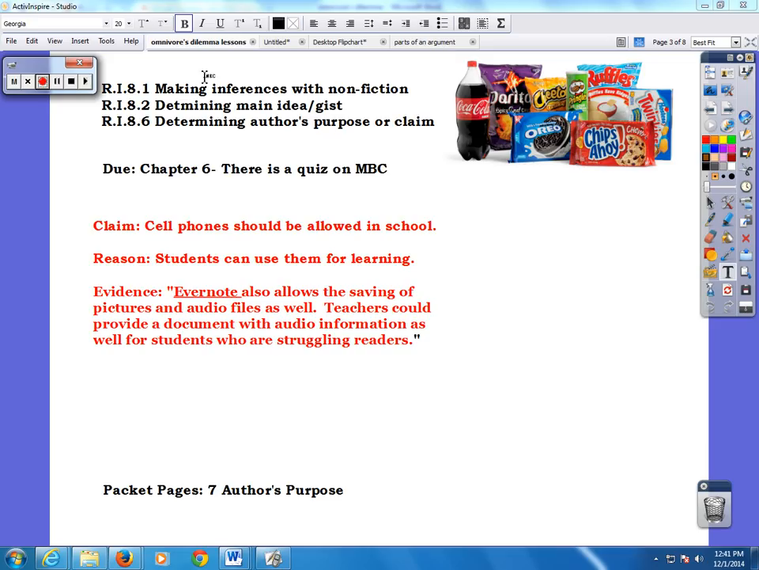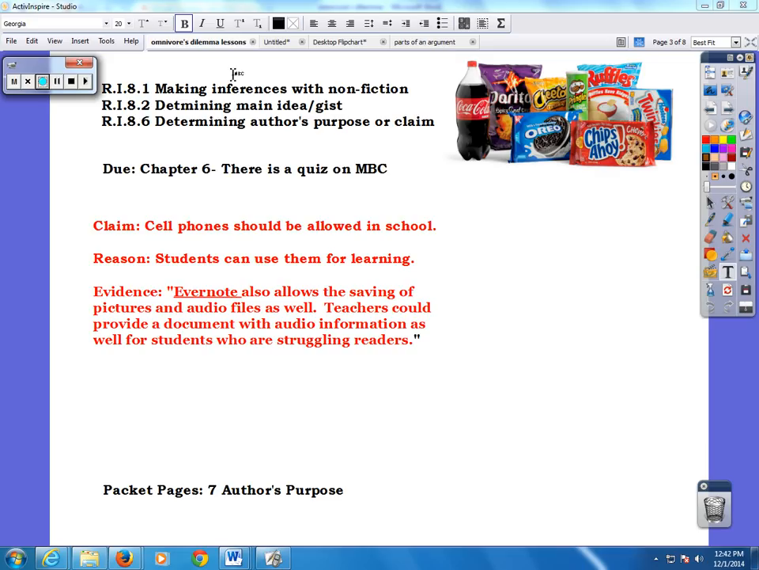Last night for homework you read chapter 6, and there is a quiz on my big campus on chapter 6, so you missed that if you are absent. You need to see me to make that up. Okay, so chapter 6 was all about corn, as you read, and all the different things we eat that have corn in it that you might not have realized. So we're going to be examining what his purpose was in writing that chapter.